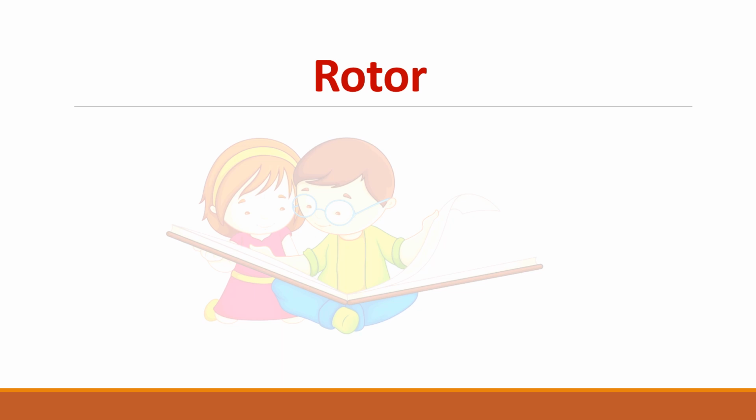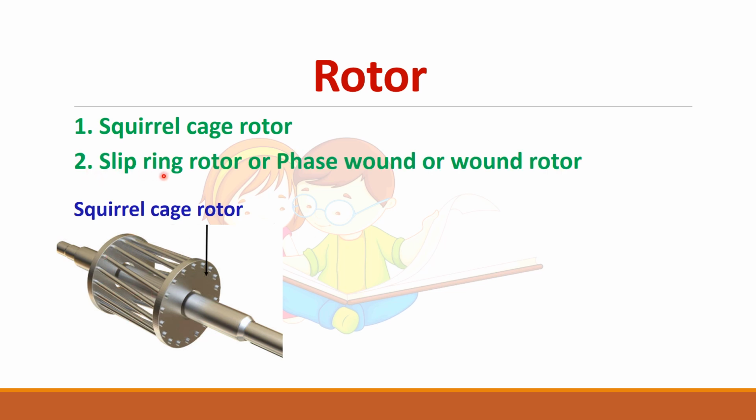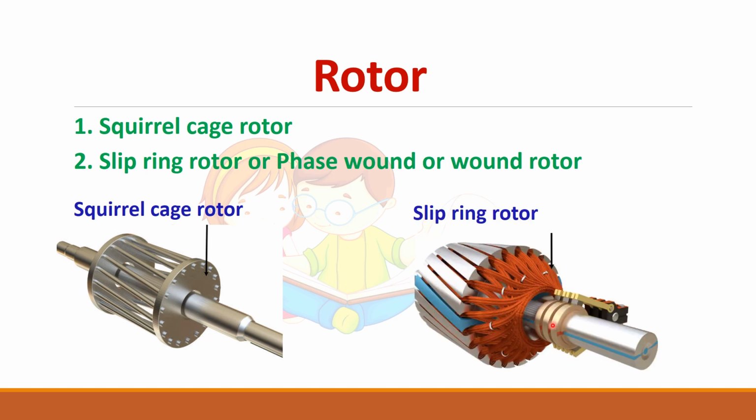There are two types of rotor. One is the squirrel cage rotor. It resembles the cage of a squirrel. And the other one is slip ring rotor, which is also called phase wound rotor or wound rotor. So here you have slip rings. Three slip rings will be there which are connected to the brushes.